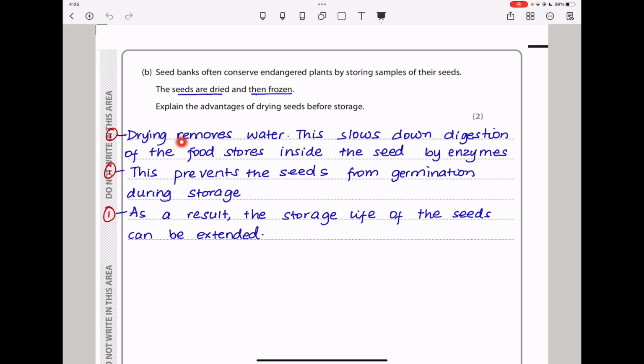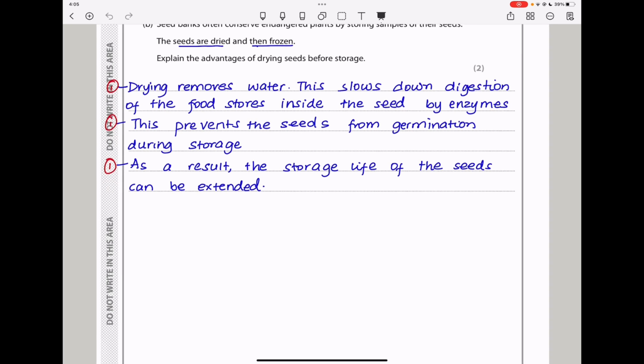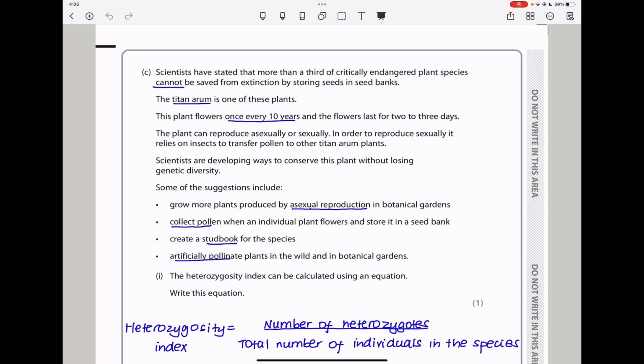So I say drying removes water, and this slows down digestion of the food stores inside the seed by enzymes. This prevents the seed from germinating during storage, and as a result, the storage life of the seed can be extended. Moving on.